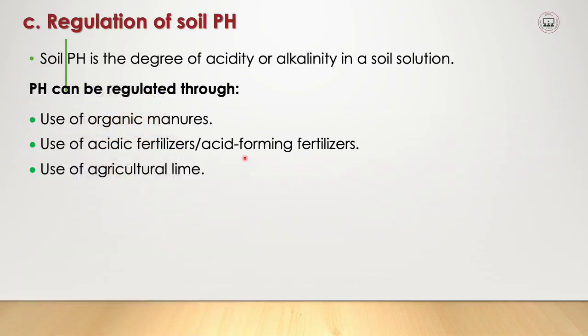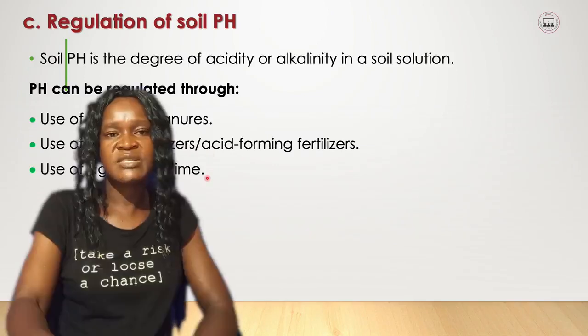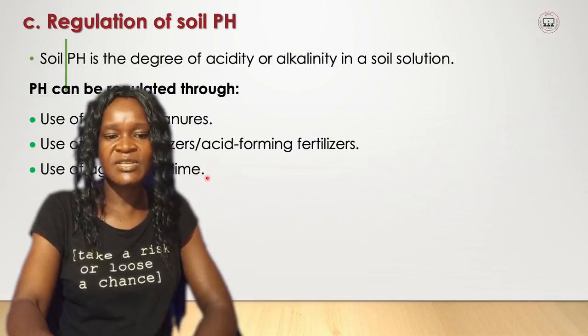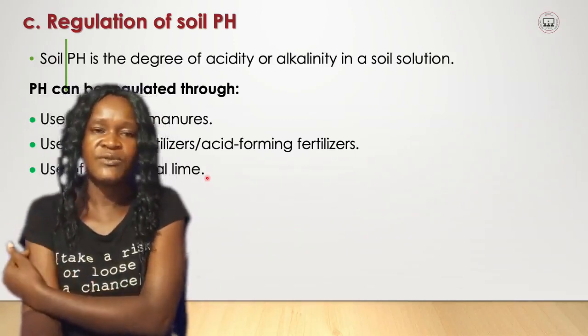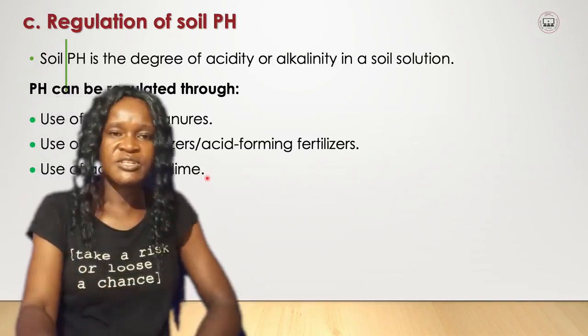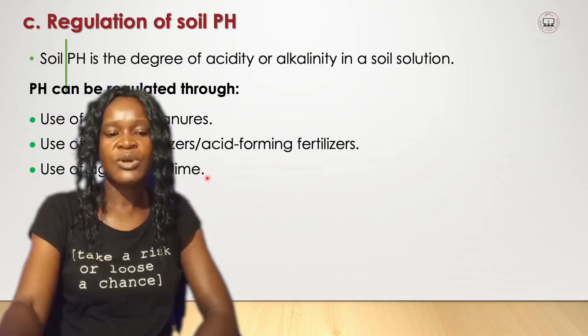Apart from that, we can just use agricultural lime. Agricultural lime is basic in nature, so these materials can be applied on the soils which are acidic, since lime is basic in nature. So if you add lime which is basic to acidic soil, at least the soil can be neutral.